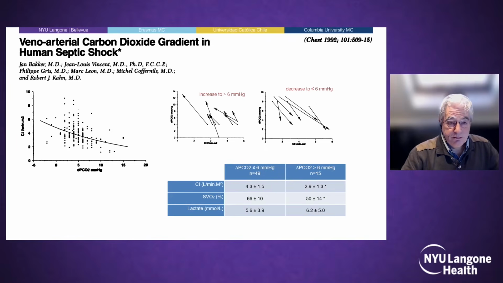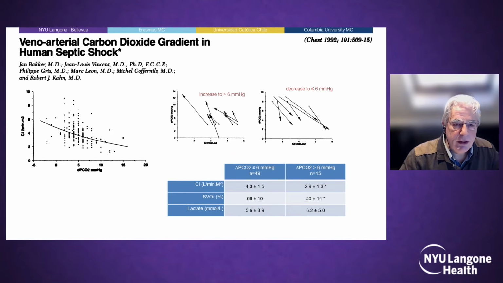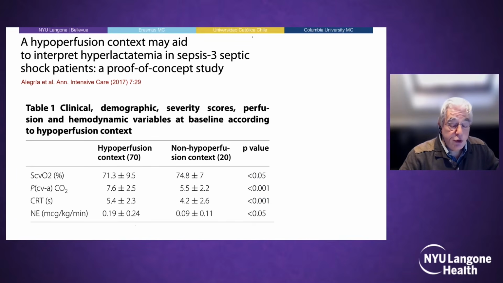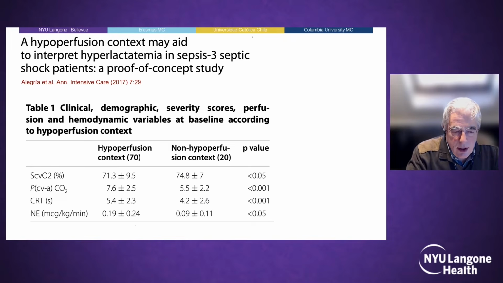and changes in cardiac output related to changes in delta PCO2. So a decrease in cardiac output tended to increase the delta PCO2, whereas an increase in cardiac index tended to decrease the delta PCO2. And this has been confirmed in later studies. So you can use the delta PCO2 to, let's say, quantify the likelihood of your lactate being a marker of tissue hypoperfusion.